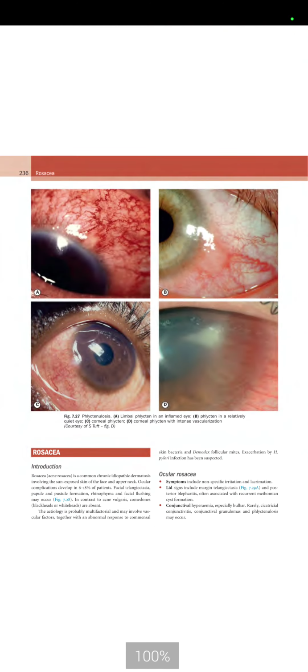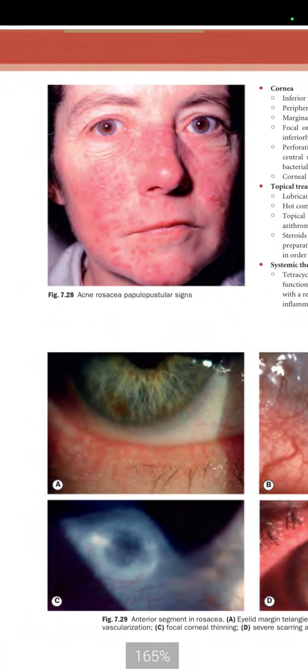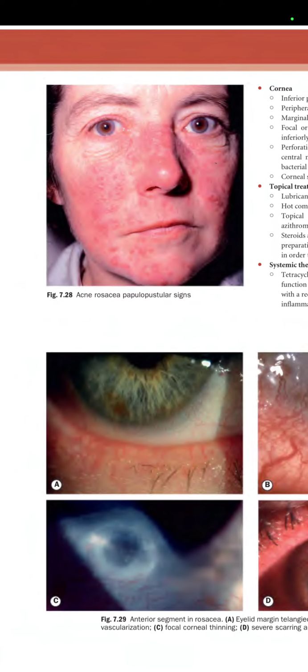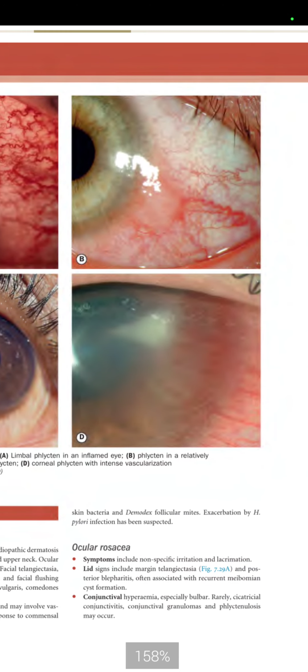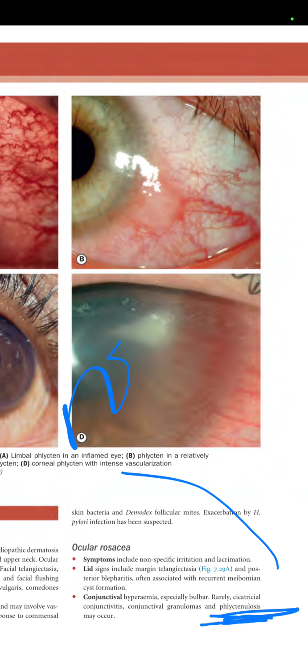So let's see figure 7.29a. You can see that there are dilated blood vessels on the lid margin. Next is conjunctiva. Conjunctival hyperemia, especially bulbar, may occur; rarely seen are cicatrizing conjunctivitis, conjunctival granuloma, and phlyctenulosis. So one very important thing you should always remember is phlyctenulosis associated with rosacea.